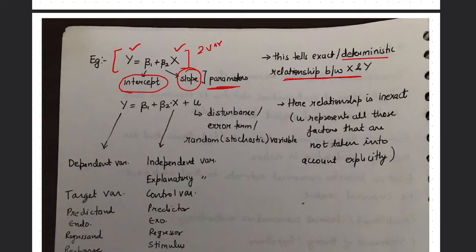But in econometrics, when an error term is added, this is the disturbance term or error term or random stochastic variable. Here the relationship is not exact. This is inexact. So it represents all those factors that are not taken into account explicitly.